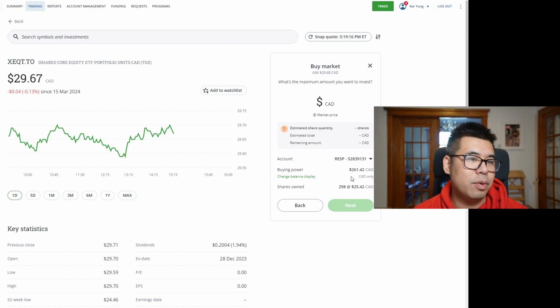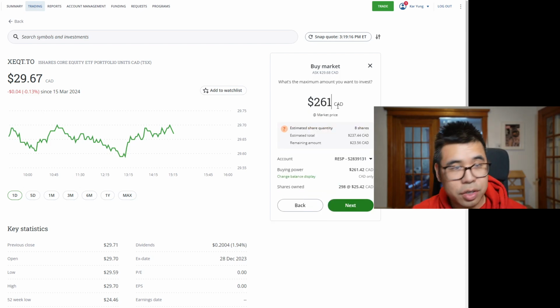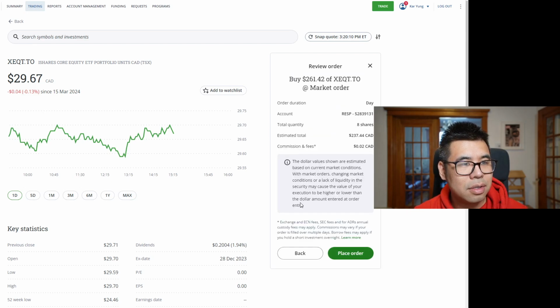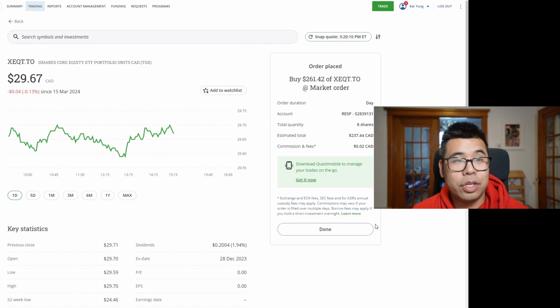So here for my RESP, we saw we have $261.42. We're just gonna punch it in here. And it estimates based on the current price that it's at, and I think you can refresh by clicking this snap quote. It estimates being able to buy 8 shares, which will cost this much, and you're not gonna have this left, which sadly is not enough for one more share. Can't go to 9. And then you just go next, and place order, and you're good to go.